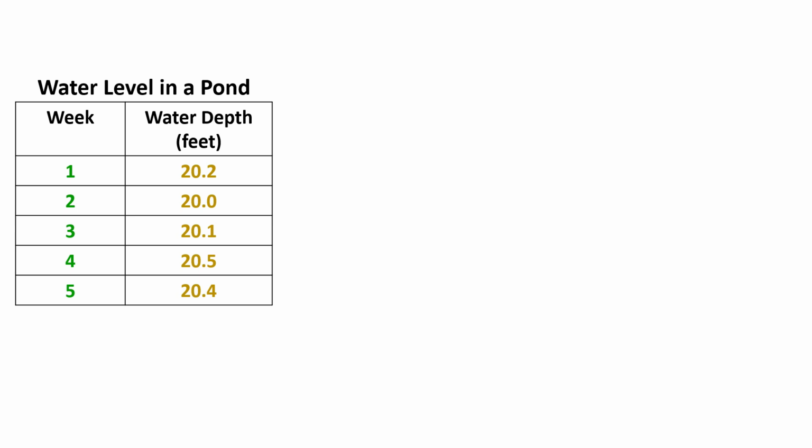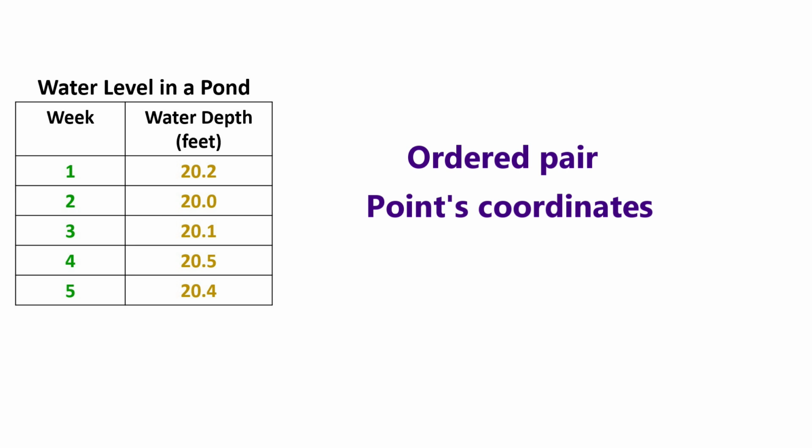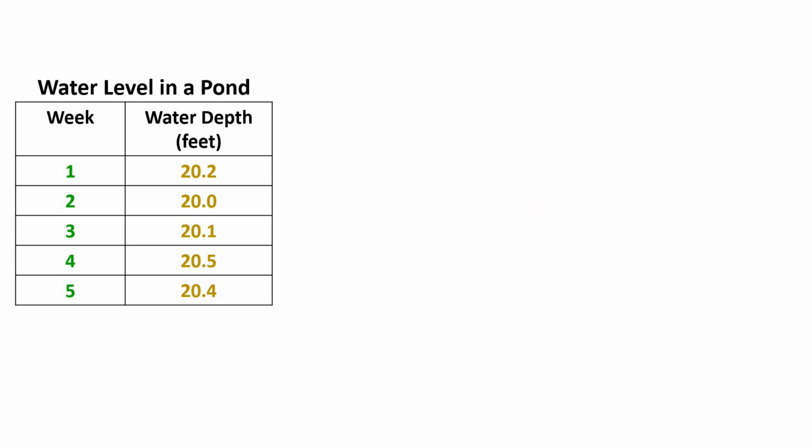This is a table. Each row of the table shows an ordered pair that tells us where to graph one point. Sometimes each ordered pair is called a point's coordinates. This table has coordinates for 5 different points. For each point, the number on the left is the number of the week. The number on the right is the water depth.